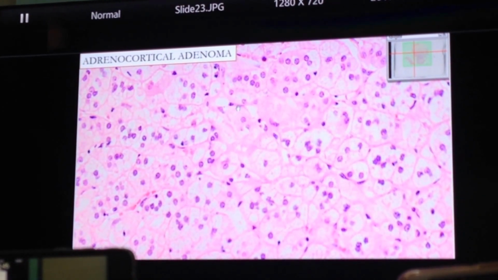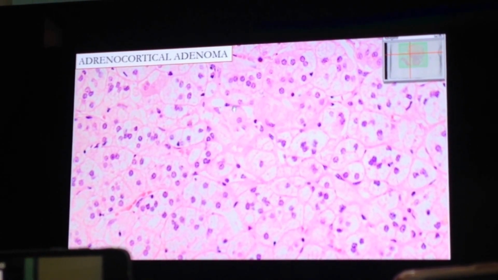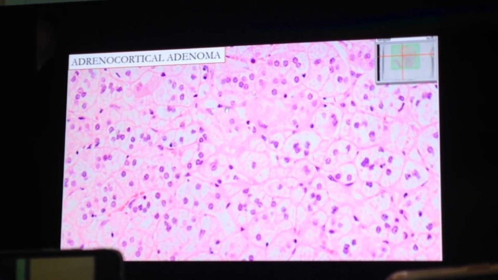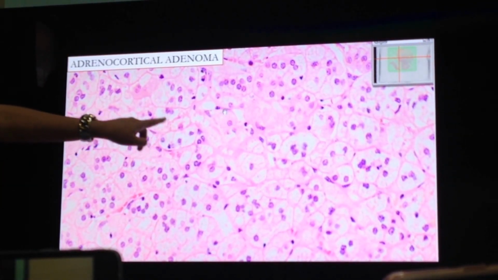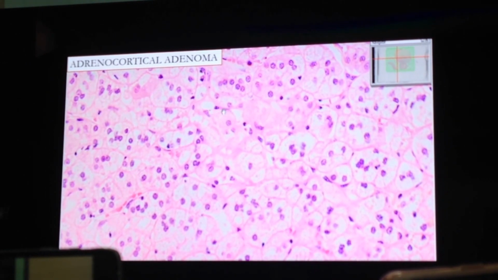Okay, so itong adrenal cortical adenoma, they have the same cells as that of the cells of your zona reticularis. It's vacuolated, so you can see lipid vacuoles in the cytoplasm.